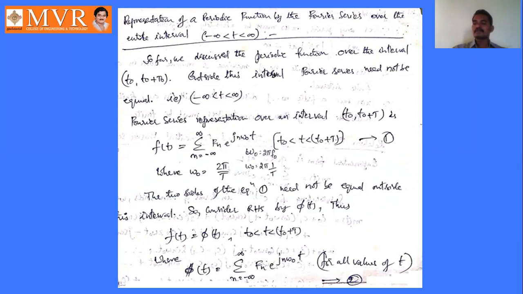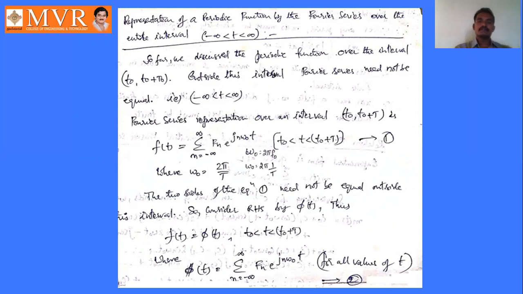So far we discussed the periodic function over the interval t naught to t naught plus T. That means it is some finite interval, like 0 to T, 0 to 5, or 0 to 10. Outside this interval, the Fourier series need not be equal. It may differ. Up to some finite interval the Fourier series may be equal, but beyond that it need not be equal.